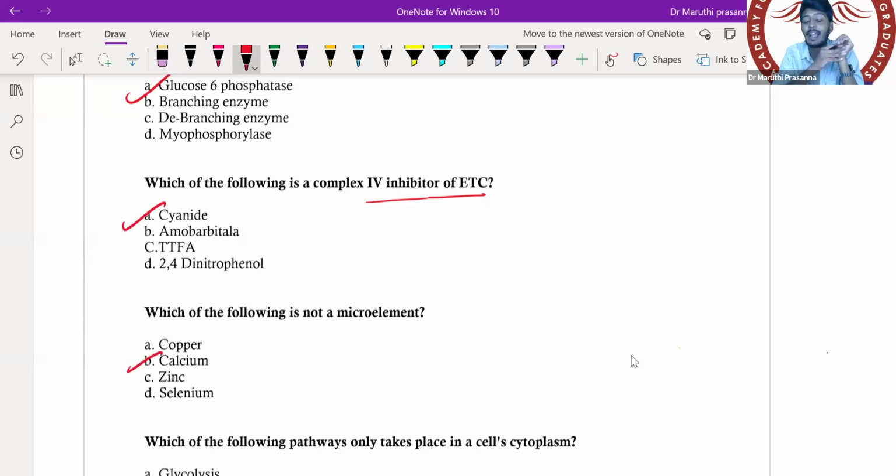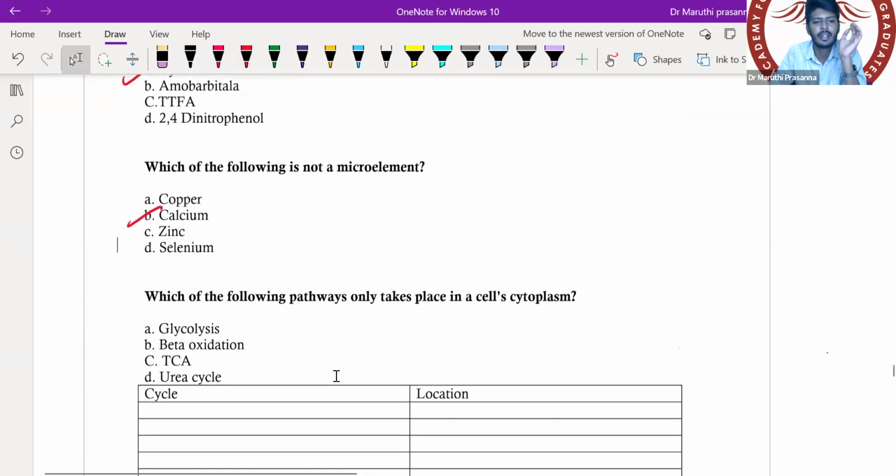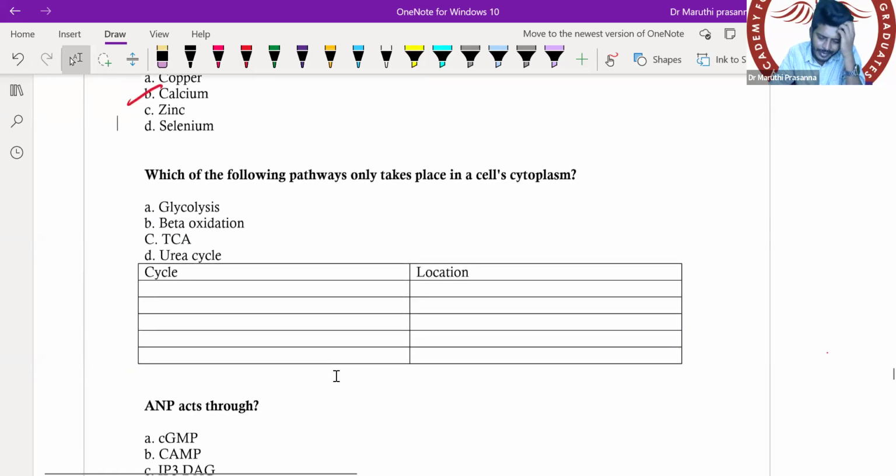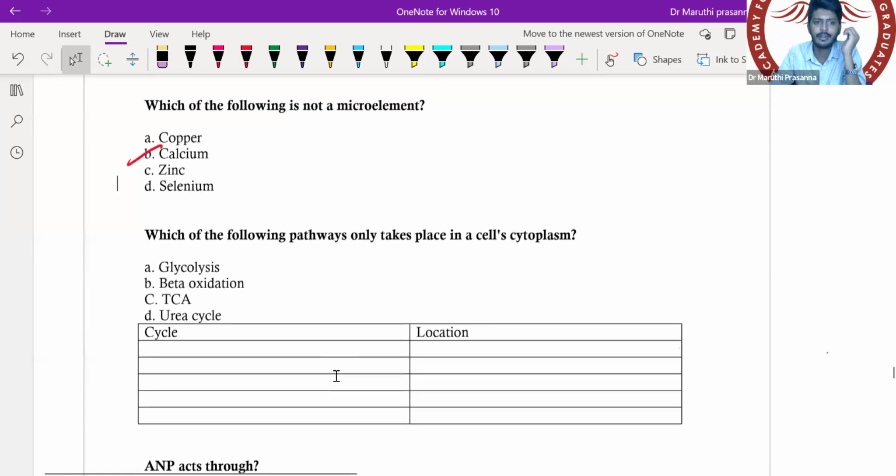Which of the following is not a microelement? Calcium, because calcium is not a microelement, since the daily requirement of calcium is very high. Copper requirement is very small. Zinc is a very small requirement. So which is not a microelement? Of course, that is your calcium.